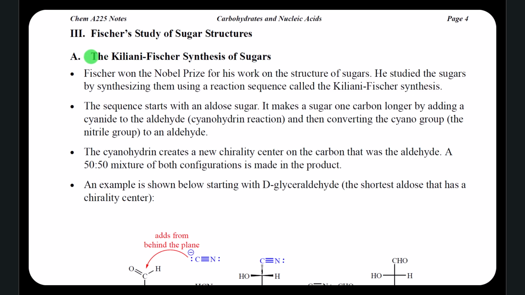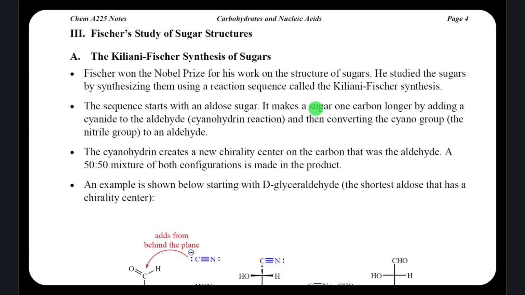This synthesis is called the Kiliani-Fischer synthesis of sugars. Fischer won the Nobel Prize in the early 1900s for this work. He studied the sugars by making them using this reaction sequence. The sequence can be summarized as follows. It starts with an aldehyde sugar, an aldose sugar.